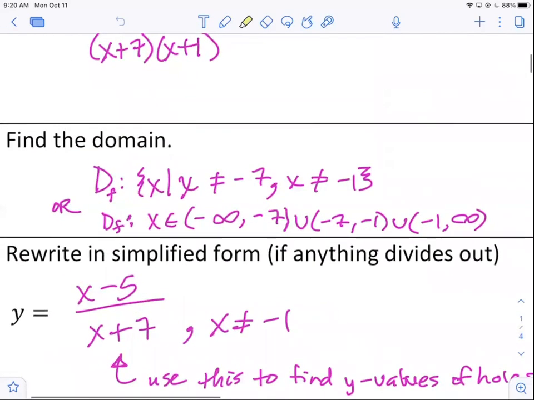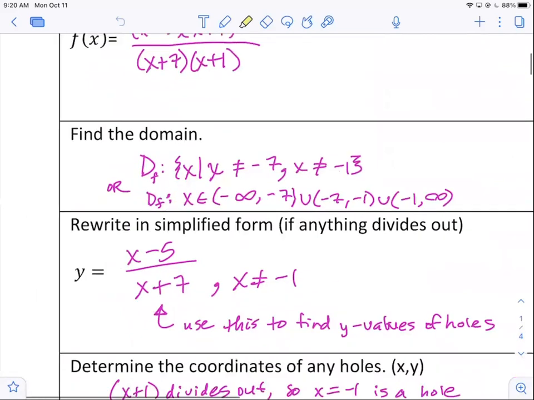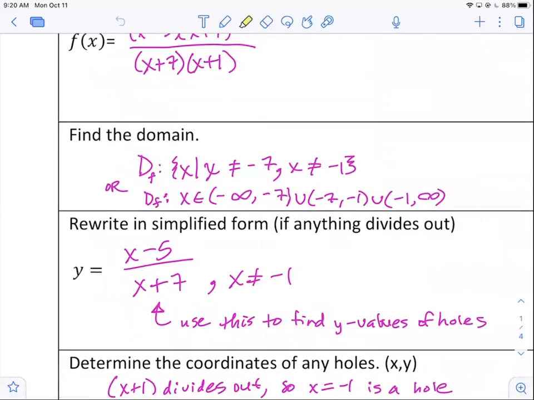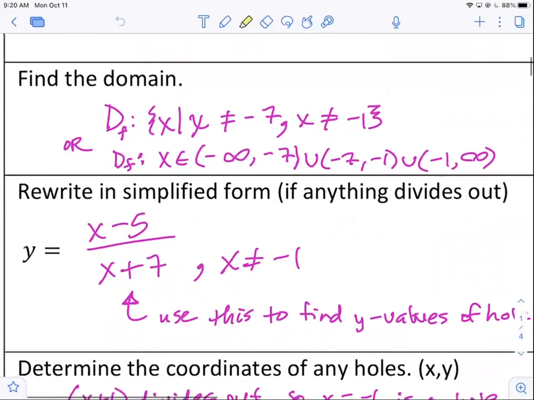Now that we know that it can't be -7 or -1, those are discontinuities, their holes or VAs. So write it in simplified form. Oh, I did say if anything divides out. I did put that there. Yeah, the x plus 1's divide out. So there's the simplified form.